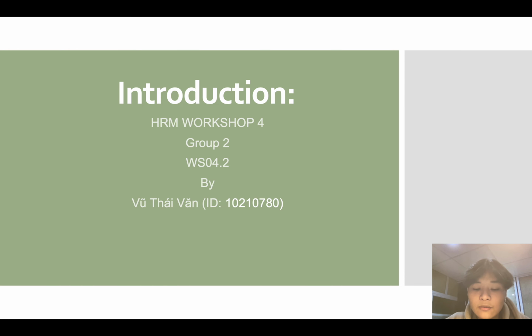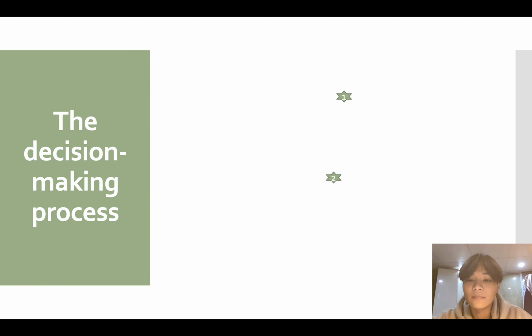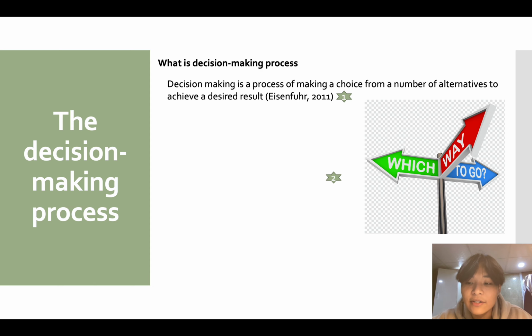So today I'm going to talk about the decision making process, and let's jump right into it. First, we have to know what is the decision making process. According to Eisenhower, decision making is a process of making a choice from a number of alternatives to achieve a desired result.